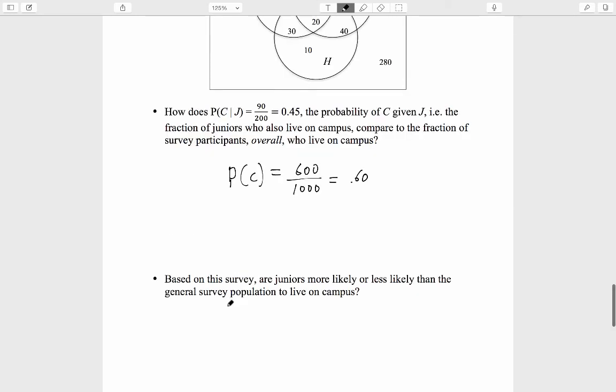And so now we can draw our conclusion. Based on this survey, are juniors more likely or less likely than the general survey population to live on campus? They are less likely. This is the comparison. This 0.45 tells us about the juniors, and this 0.60 tells us about the general survey population.